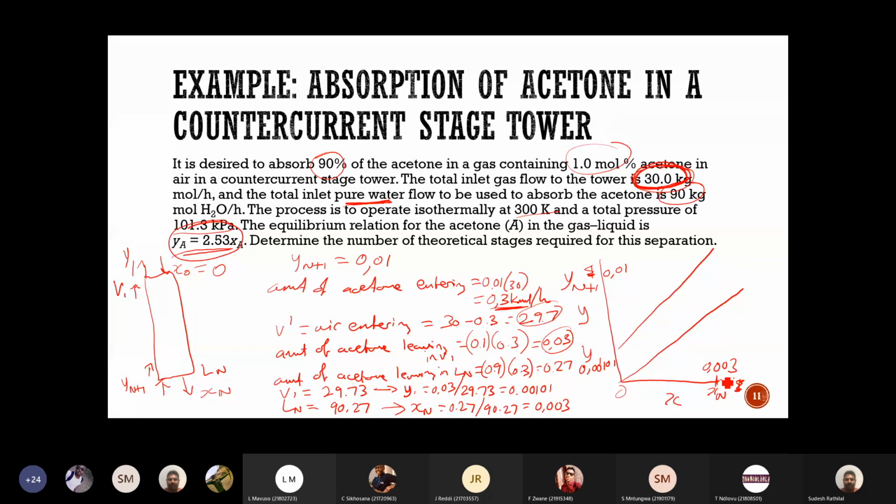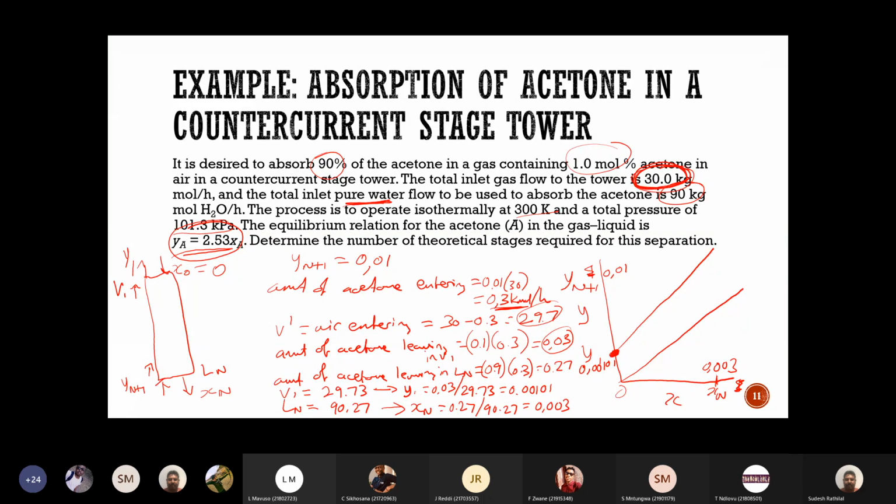So for dilute streams, this operating line will be a straight line. If it is a straight line, then I only need 2 points to plot this line. And what are those 2 points? It is at the top of the tower and at the bottom of the tower. So let's look at the top of the tower. At the top of the tower, x0 is 0 and y1 is 0.00101. So there's the point here. That's 1 point on the operating line.